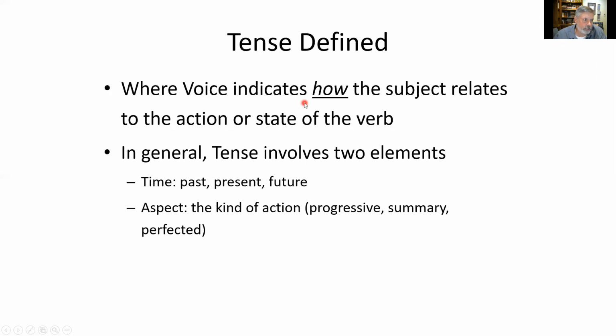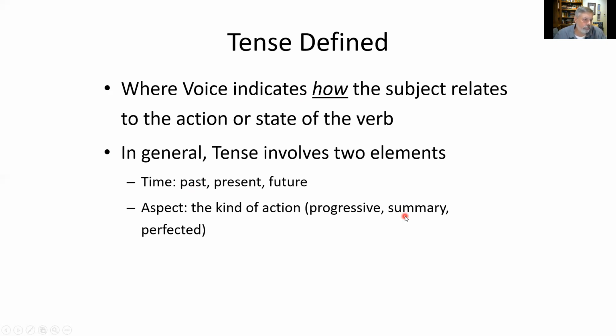Something can be in the past, but it could be a one-time thing in the past, or it can be an ongoing thing in the past. It could be something that we mentioned earlier, perfected, something that's completed, but the results of what's completed is felt in the present. So the kind of action can be progressive, or continuous is another word for it. It can be summary or completed or undefined is another word for it, or it can be perfected.